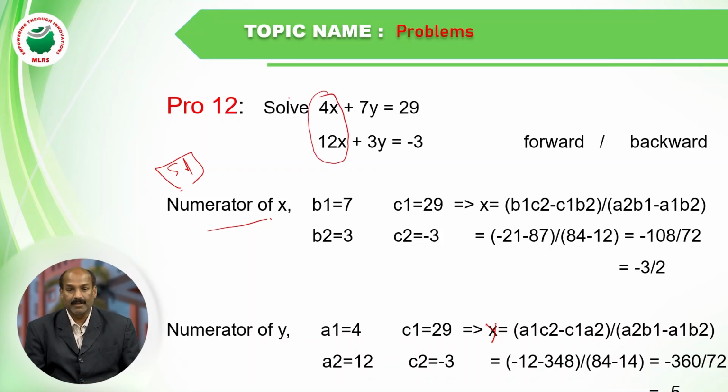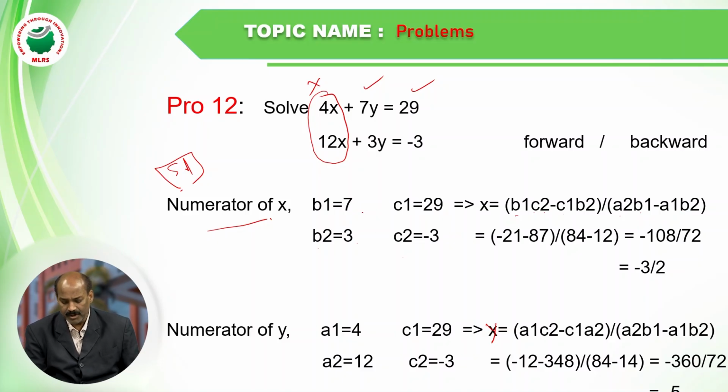Delete the x column, and write the remaining two columns, 7, 3, 29, minus 3. Now this 7 is B1, 3 is B2. Similarly, 29 is C1 and minus 3 is C2. Now x formula is x equal (B1 C2 minus C1 B2) by (A2 B1 minus A1 B2).